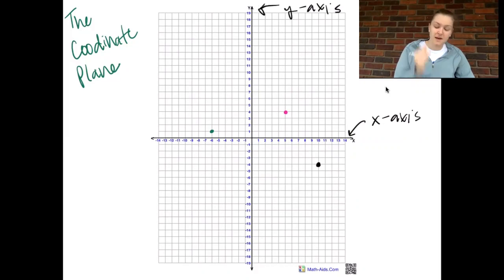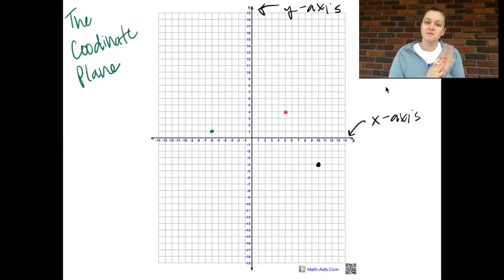Axis is really just a word that means kind of like a pole that something rotates around. Maybe you've heard about the Earth's axis, like it rotates on its axis. So it's just like that kind of line that it goes around.